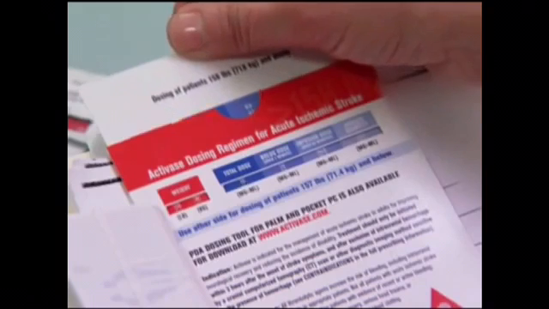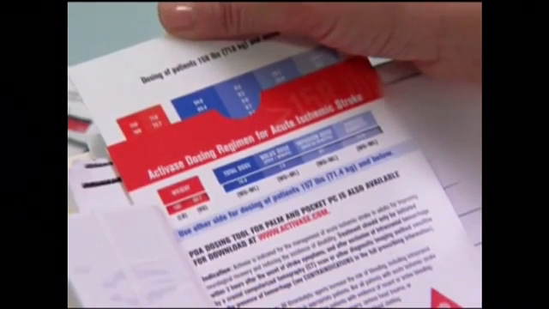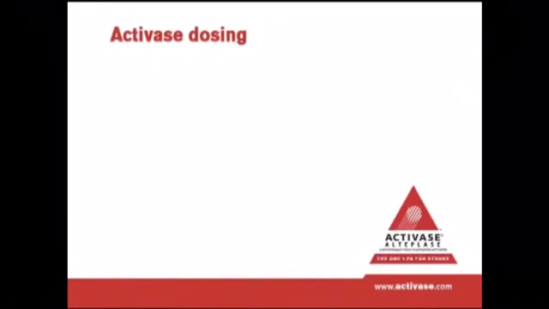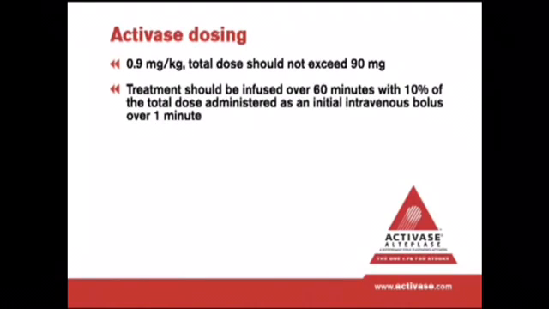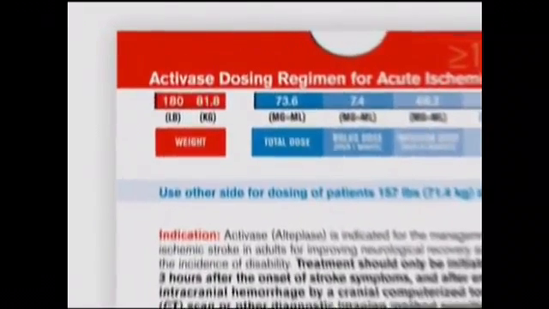You can refer to the Activase dosing slide calculator. When administering intravenous Activase, the dose is based on weight in kilograms, and the total dose should not exceed 90 milligrams. Treatment should be infused over 60 minutes with 10% of the total dose given as a bolus. Use the Activase dosing slide calculator.